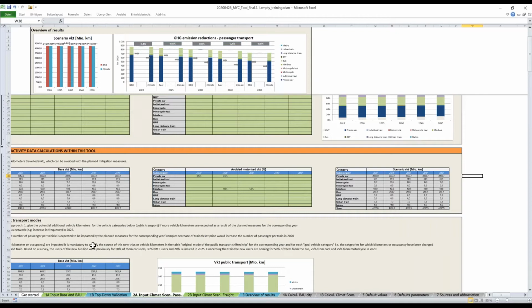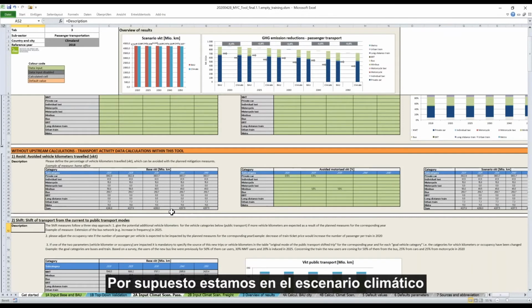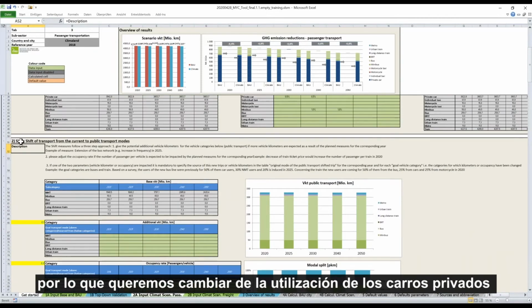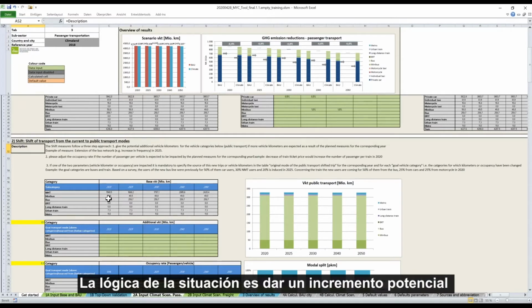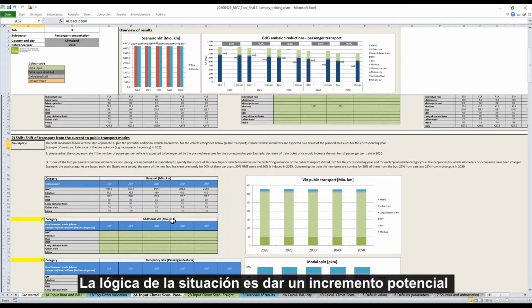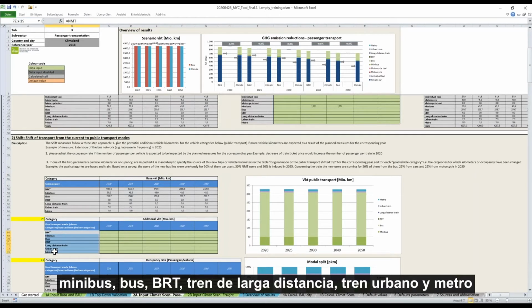Well, the second point is the shift. Of course, we are in a climate scenario, so we want to shift the people from the private cars or the private vehicles to the public transportation system, or to bikes, for example. So the logic of the thing is you have to give the potential increase of the sustainable modes, which are in our case non-motorized, minibus, bus, BRT, long-distance train, urban train, and metro.